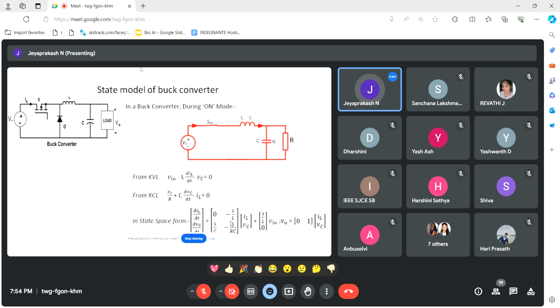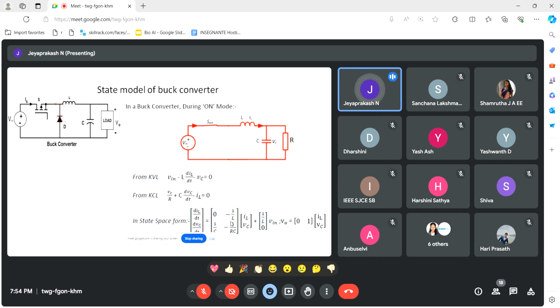So I am going to consider the buck converter. In this buck converter we have two modes of operation. One is when the switch is on, and the other mode is when the switch is off. Once the MOSFET switch is on, the current flows through the inductor only. The diode automatically comes into reverse bias, so during the switch on period the diode is inactive.